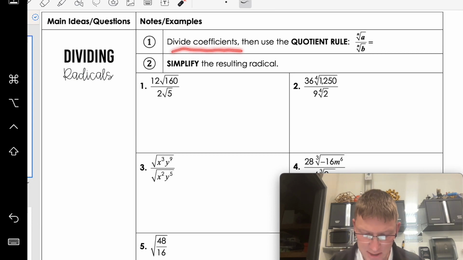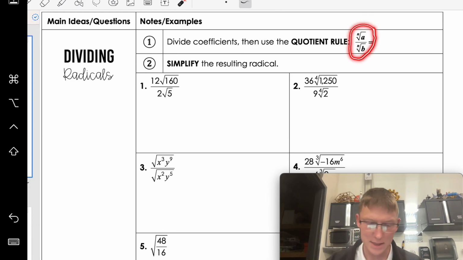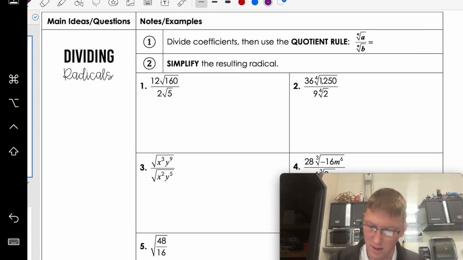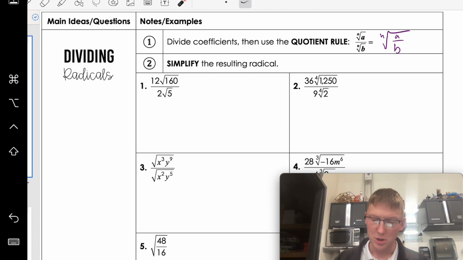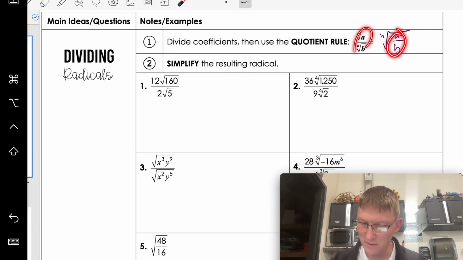Divide coefficients first. That's easy enough. Then use the quotient rule. Notice this thing right here. So this is just a glorified way of saying that if the radical signs match, you just divide what's on the inside.